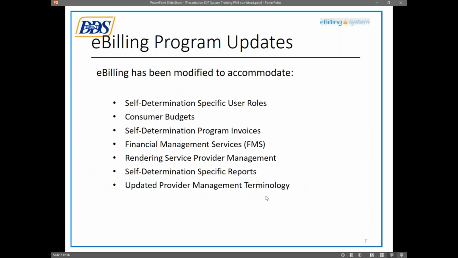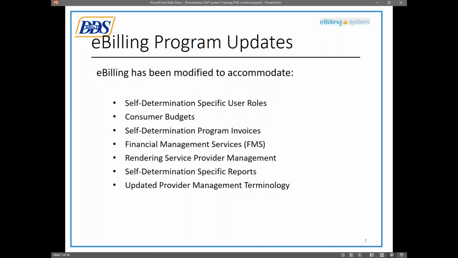So eBilling has been modified to accommodate the following: self-determination specific user roles. So when you or your FMS providers go to eBilling, you will actually go to the same link that you use now for eBilling, but you'll use a self-determination program specific login. So it will take you to the self-determination area of eBilling. Also, it has been modified to accommodate consumer budgets. That was very new. And self-determination program invoices. They look a little bit different than traditional invoices.